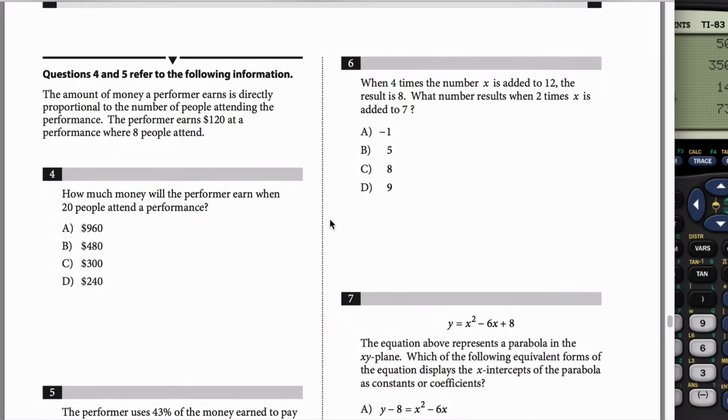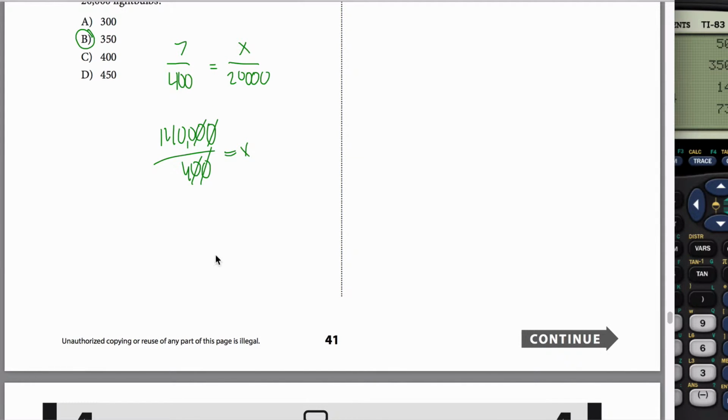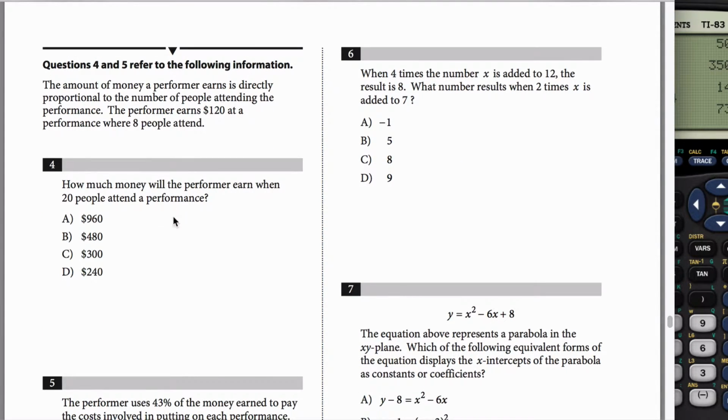Number 4. 4 and 5 refer to this problem. We have a singer who earns $120 if 8 people attend, and what she earns is proportional to attendance. So how much will she earn if 20 attend? Well, you could set it up like we did here. I know that she earns 120 if 8 people attend, and so that's got to be equal to how much she earns if 20 people attend. So I can solve this equation, multiply both sides by 20, and you get 2400 over 8, which is equal to 300, is equal to x.